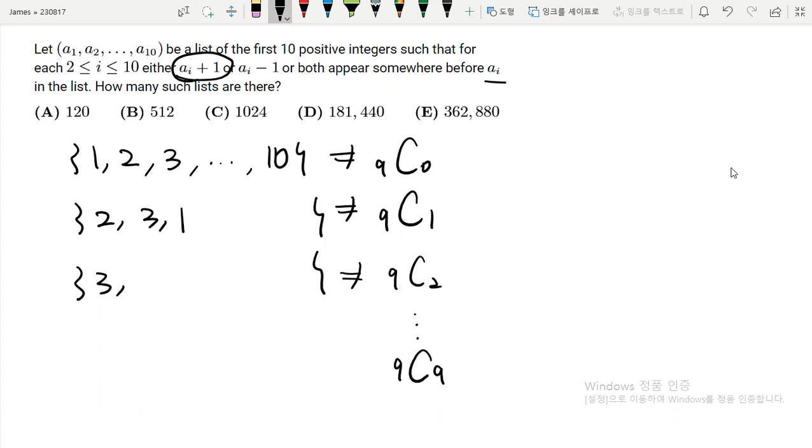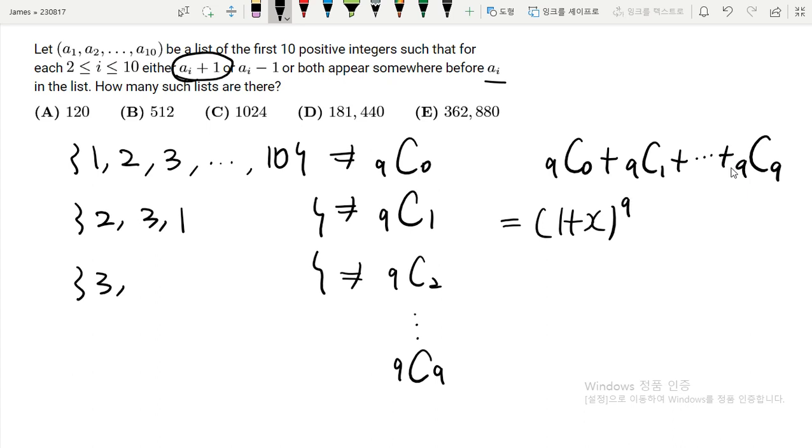So when you add all these numbers, we can use the binomial theorem this way, and in this case the value of x is 1. So it's equal to 2 to the ninth power. So from the choices, which number is equal to 2 to the ninth power?